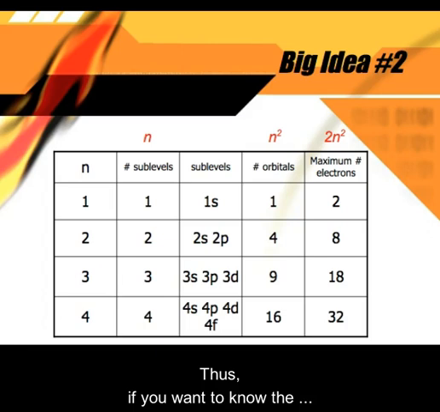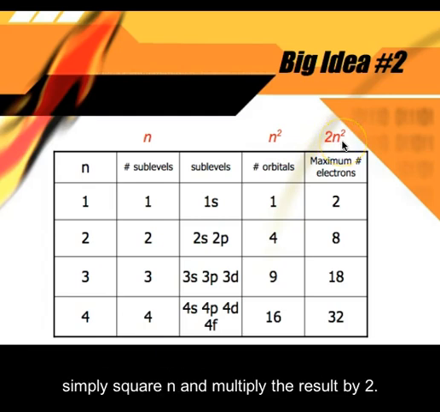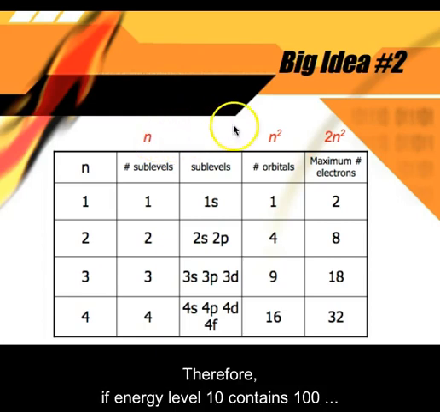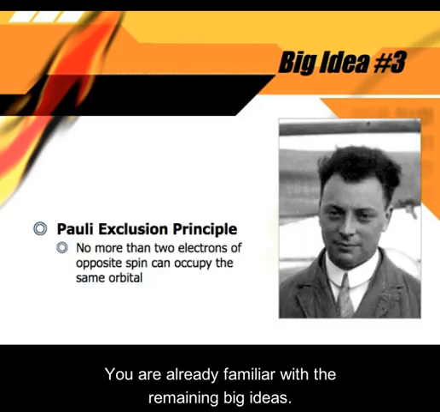Thus, if you want to know the maximum number of electrons in an energy level, simply square n and multiply the result by 2. Therefore, if energy level 10 contains 100 orbitals, it can hold how many electrons? The answer is 200. You are already familiar with the remaining big ideas.